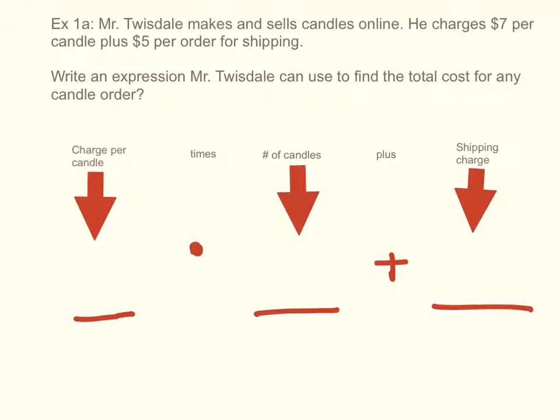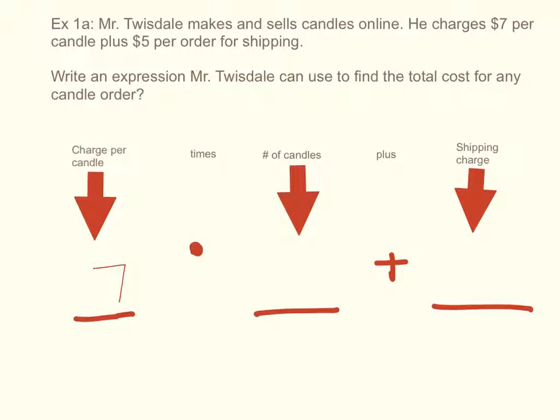So first of all, we need to talk about how much each candle costs. Look back into our story problem. He makes and sells candles online. He charges $7 per candle. So the charge per candle is $7. Now, depending on how many candles they buy, that's what we're going to multiply that by. Say if they bought 2 candles, then it'd be $14. If they bought 3, it'd be $21, and so on and so forth.